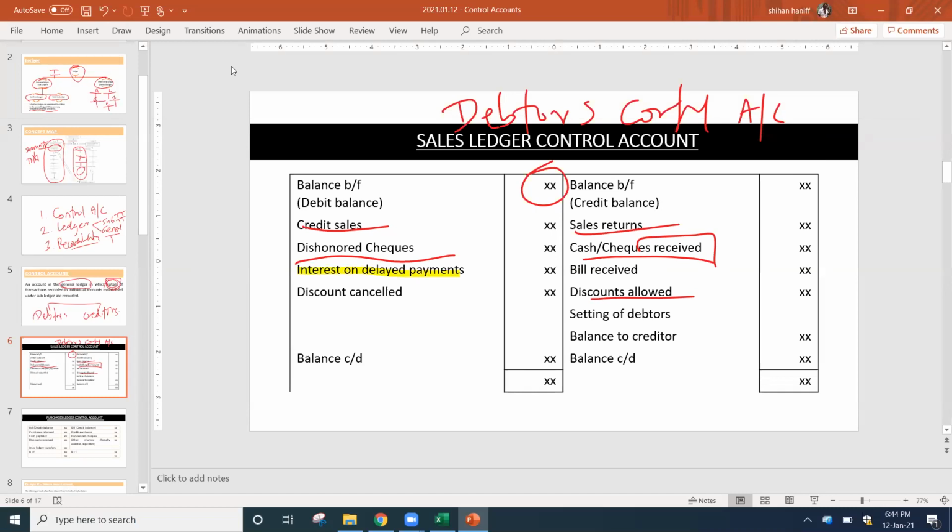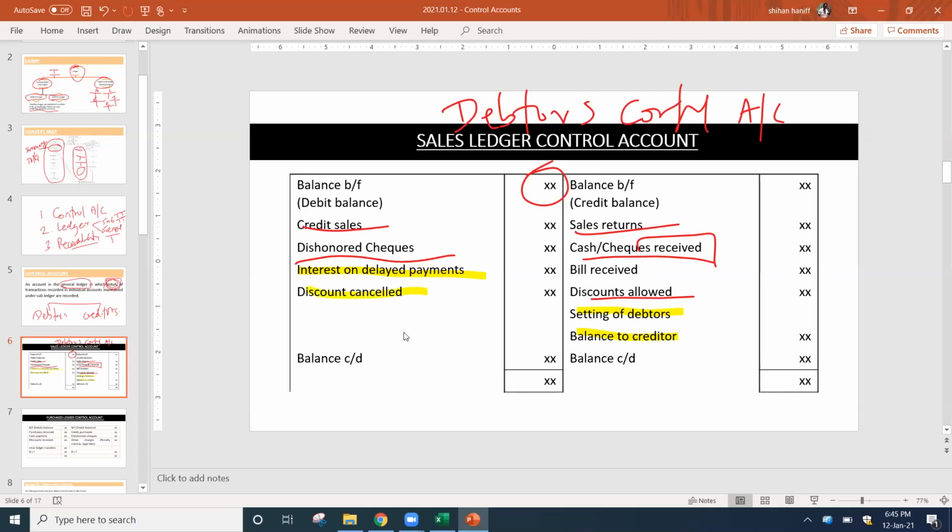Then if there is a delay payment, the business can charge interest on delayed payment. It's a debit balance. And setting off debtor balance with creditors. Set off debtors against creditors. Right? You have a debtor and a creditor, but the same person. So we can set off debtor with a creditor.